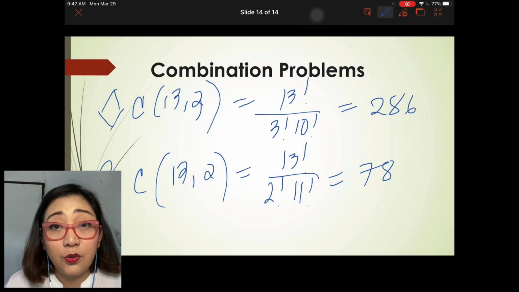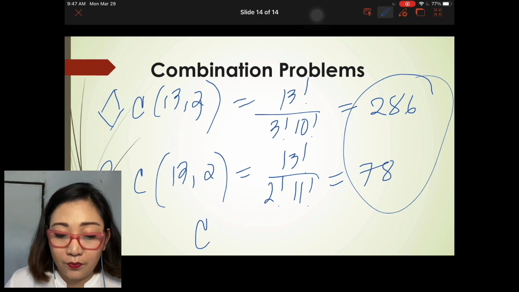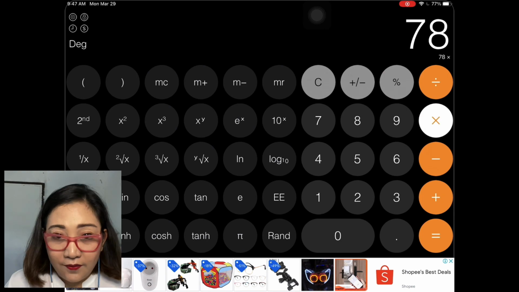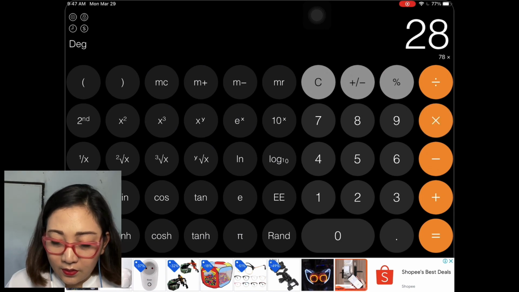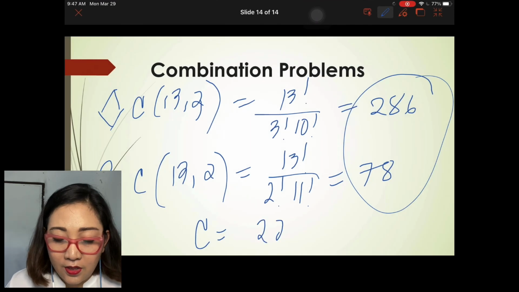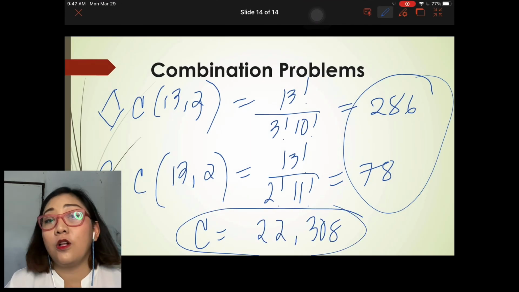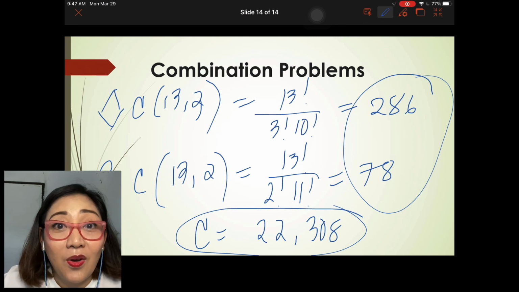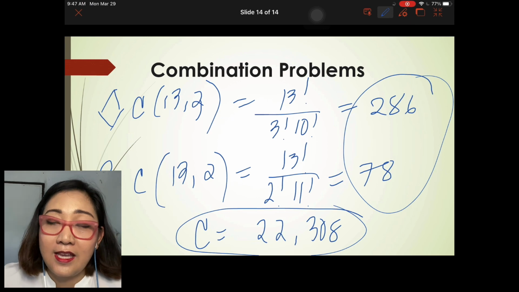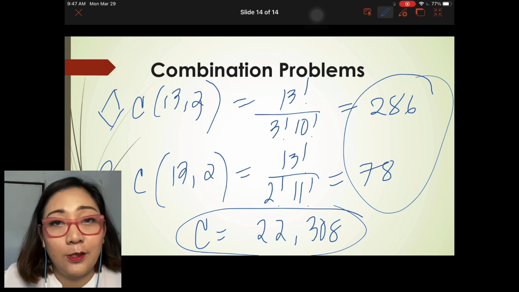And then what we're going to do is we're going to multiply these two. So our final combination is going to be 78 times 286. We have 22,308 possible combinations. Okay? Again, we don't add. We multiply the choices, because that is according to our fundamental counting principle.